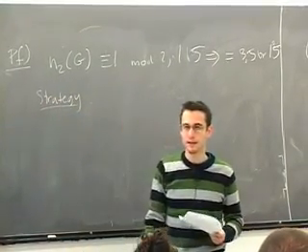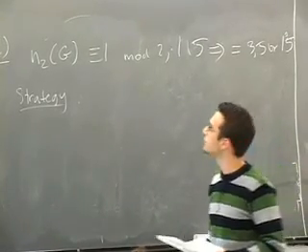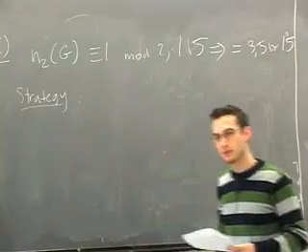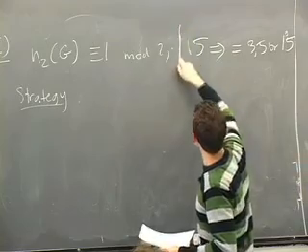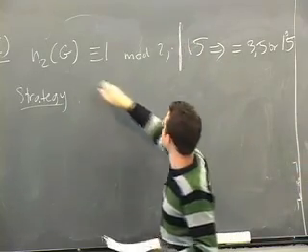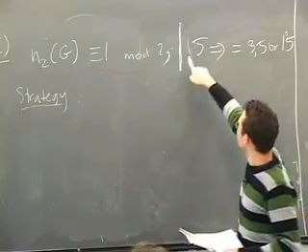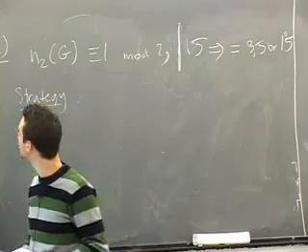I just want to understand, n sub 2 of G is the number of Sylow 2 subgroups. No, sorry, what I mean is it divides 15. Whatever this number is, we know that it's congruent to 1 mod 2, and that it divides 15. This is what the Sylow theorem tells us.